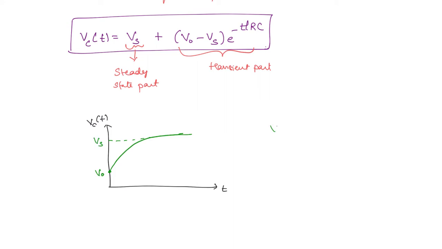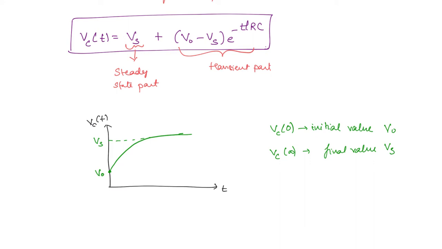Okay. So from here you can write Vc(0) is the initial value, which is V0, and the final value is Vs. What will happen if the initial value V0 is 0? Then it will simply start from the origin. Okay. Now once you know the voltage across the capacitor, you can find out the voltage across the resistor.